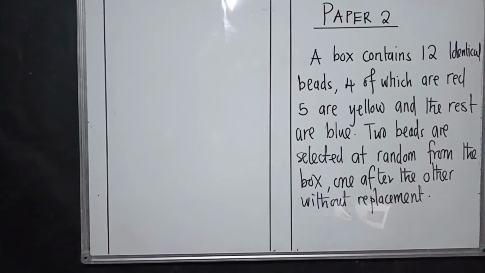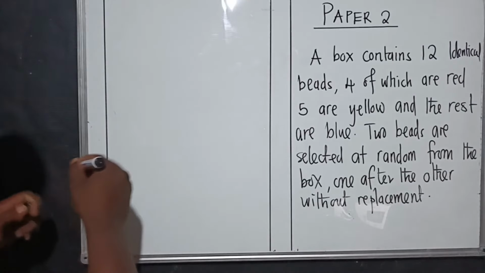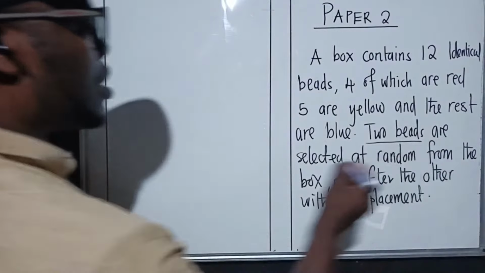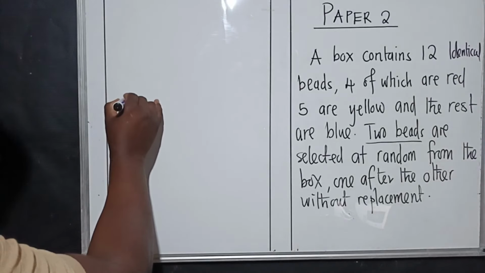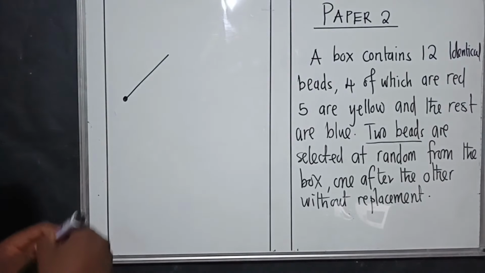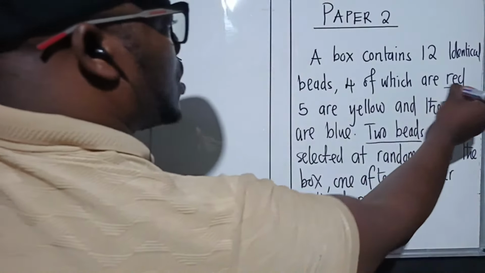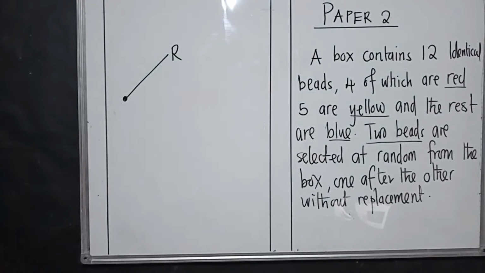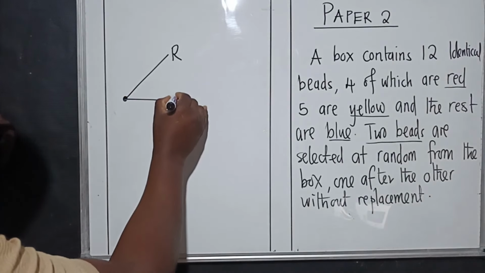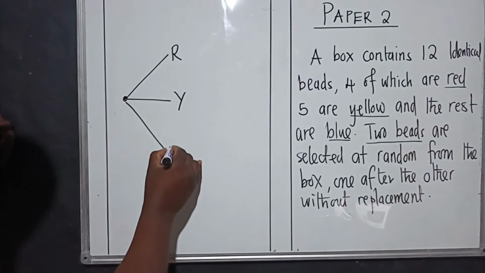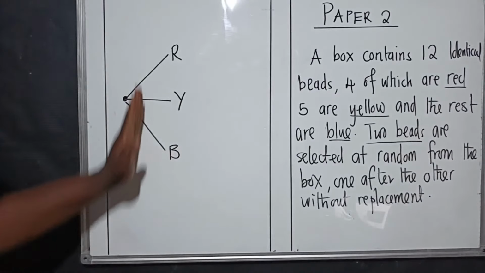All right, so the first question here says, draw a tree diagram to illustrate this information. Without wasting our time, when we want to draw the tree diagram for this, they are saying two bits are selected, so it means it will be done twice. The first set will be like this. Remember, they are saying red, yellow, and blue, so there are three things being done here. You can either pick red, yellow, or blue. This is the first set that you need to do.